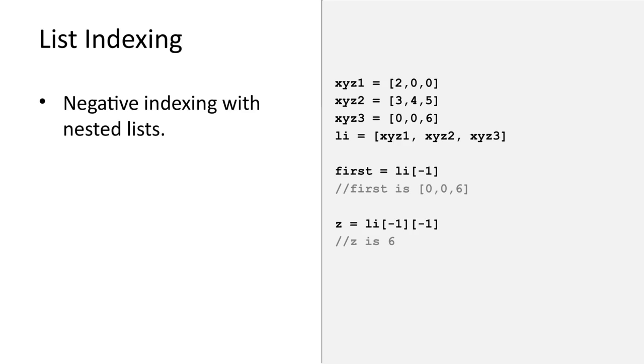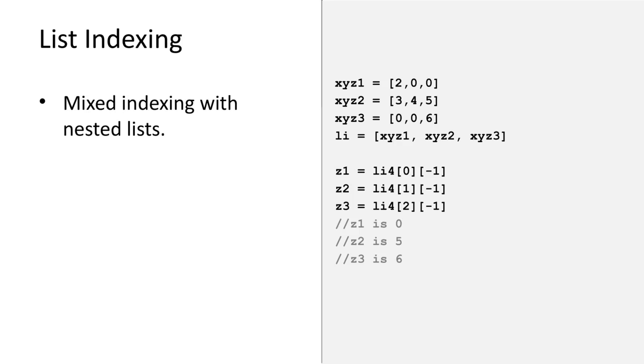Nested list indexing also works with negative indexing. This example is the same as the previous slide. However, it is using negative indexing instead of positive indexing. Positive and negative indexing can also be combined. In this example, we combine indexing methods to get the z value of every coordinate.